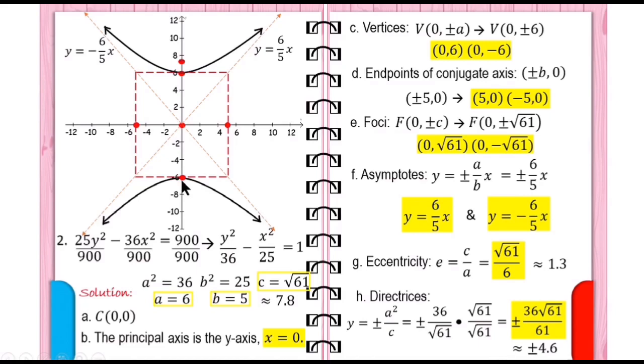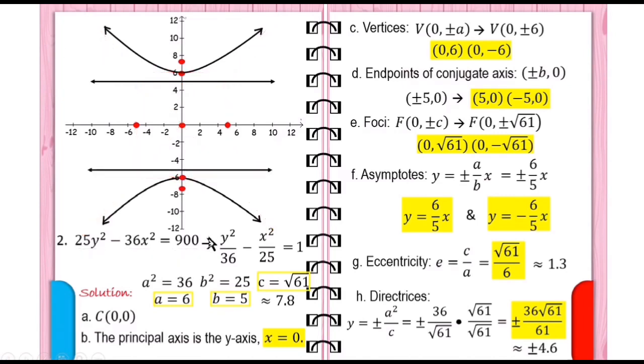These are the foci (0, 7.8) and (0, -7.8). And these are the directrices y equals 4.6 and y equals -4.6. And this is the graph of y squared over 36 minus x squared over 25 equals 1.